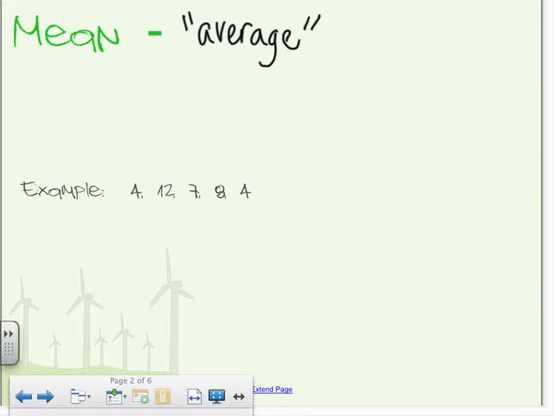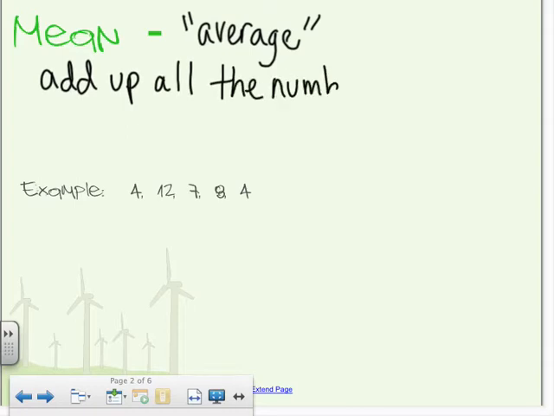An easy way to remember it is average, mean. It's the hardest one to find, so it's the meanest. So that's one way you can remember it. And the way you have to find it is you add up all the numbers, then divide by how many numbers there were.